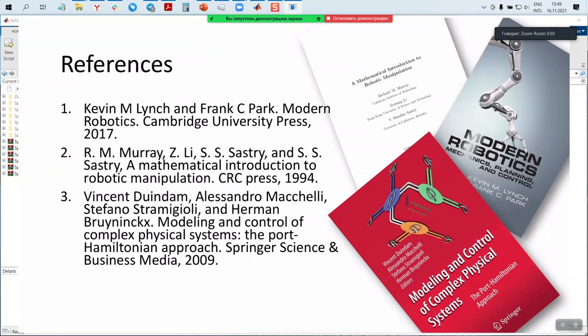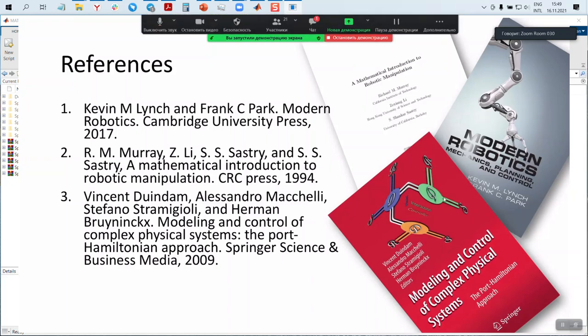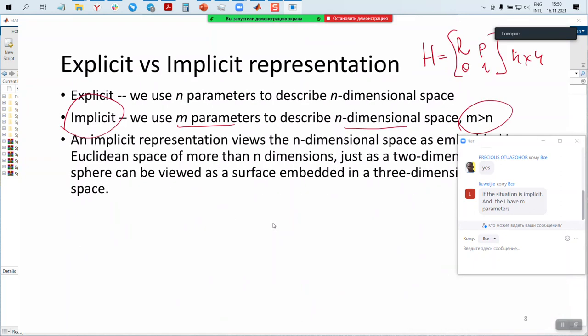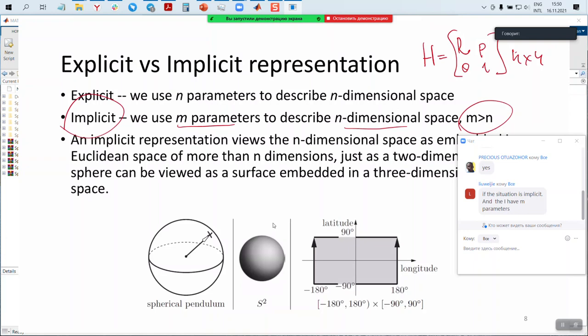The second one is a book of Richard Murray. It's more complex and more advanced. It covers more topics than the book of Kevin Lynch. If the situation is implicit and I have m parameters, let's go back to here. Maybe the question is: is it always the case that to avoid singularity I have to increase the number only by one? Or is there some case when I have to increase the number by two or more?